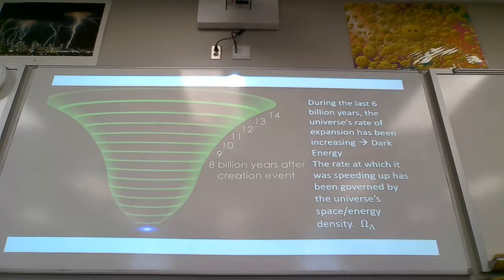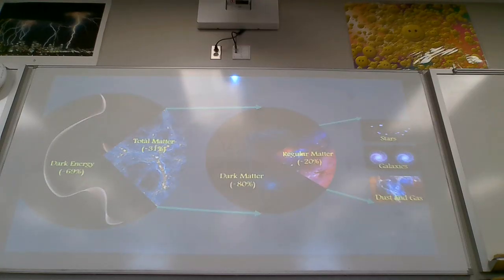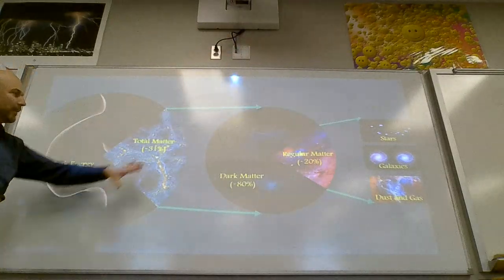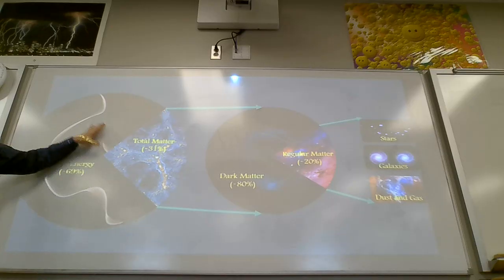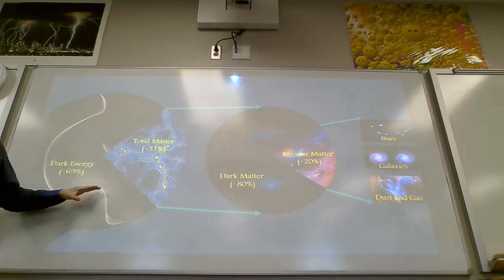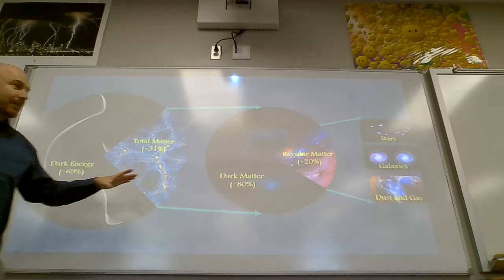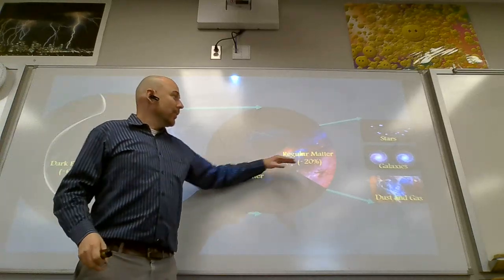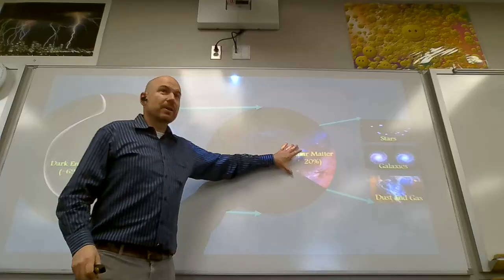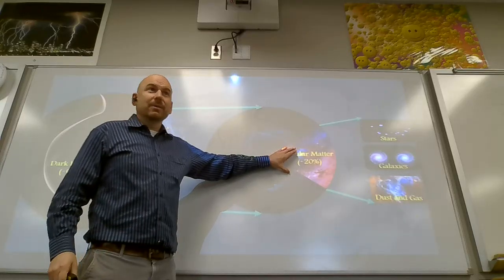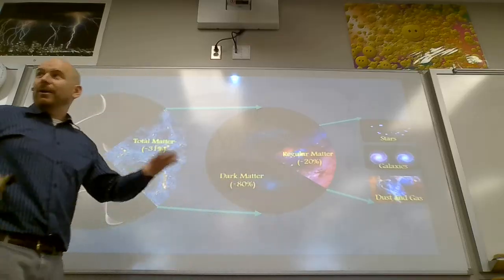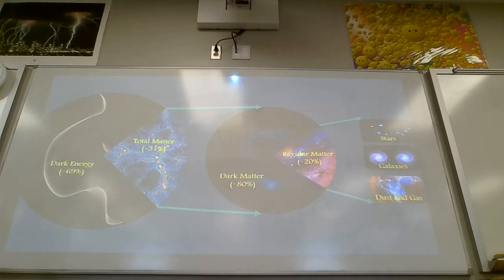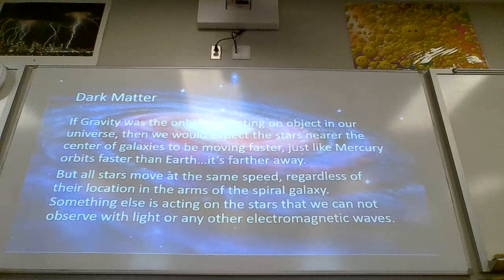So it turns out that of known stuff, only 30% is matter. 70% is this dark energy stuff. Of matter, 20% is the stuff that we can measure. There's 80% that's dark matter. So dark energy, dark matter, different things. Okay. So we don't know much.